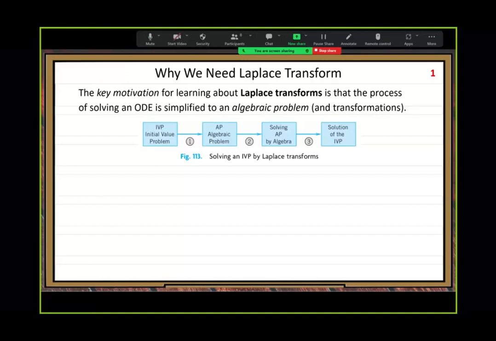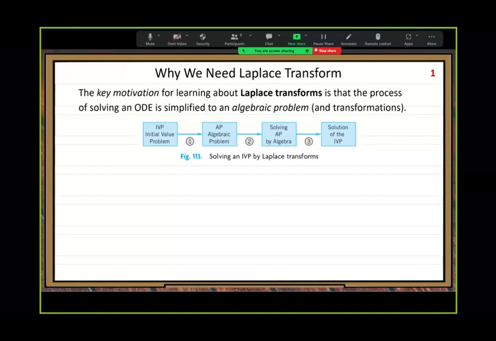Solving the problem by algebra, solving the equation by algebra. So we get an algebraic function as the solution. Then, in order to get the original ODE solution, we inverse Laplace transform back to the original domain. So we get a solution.